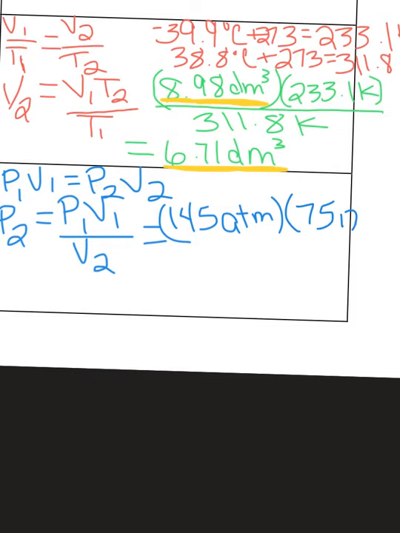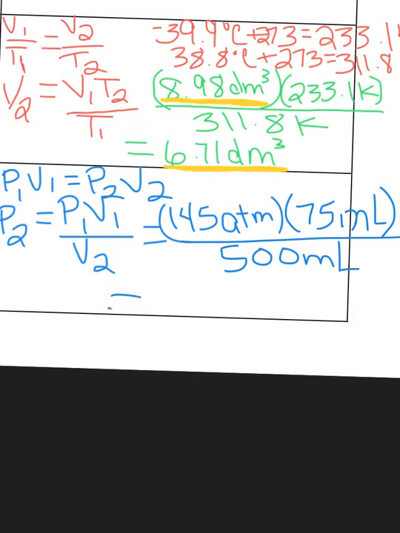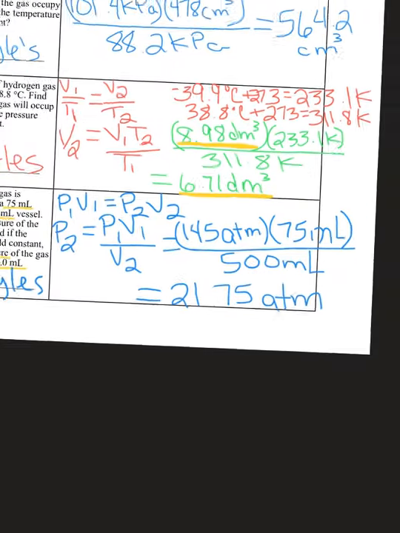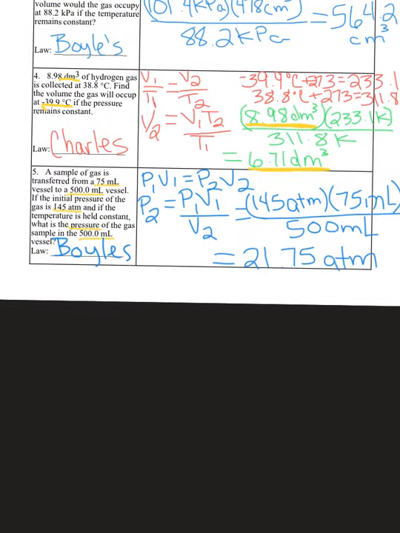75 milliliters, and then dividing it by our V2, which is 500 milliliters. Okay? So 145 times 75 divided by 500, and we get 21.75 atmospheres of pressure.